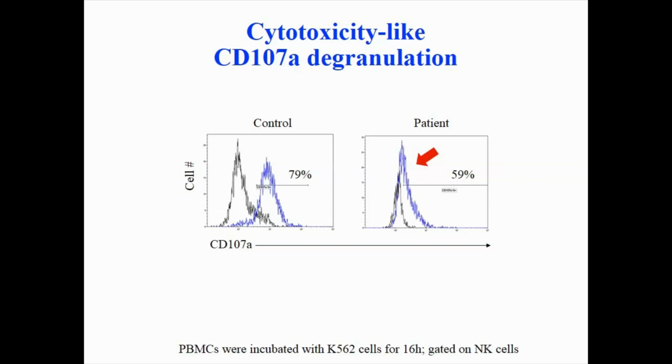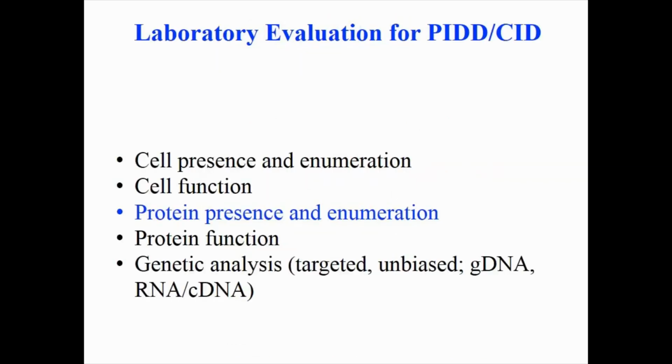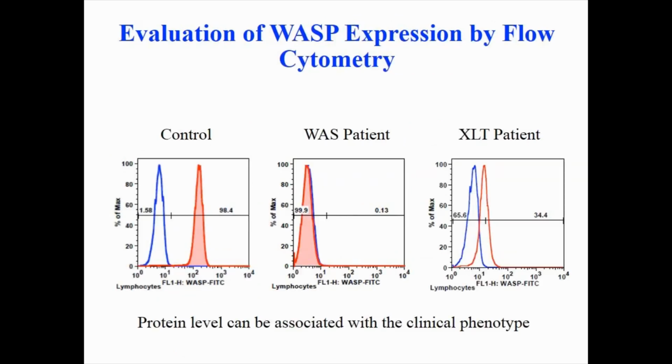Then protein presence and enumeration. We want to know how much protein you have, and that comes back to different diseases. This is not one of the diseases that we're going to talk about, because Gigi said that Wiskott-Aldrich is a combined immune deficiency since T cells and B cells are affected. It's a well-defined phenotype that does not fall under the CID classification per se.